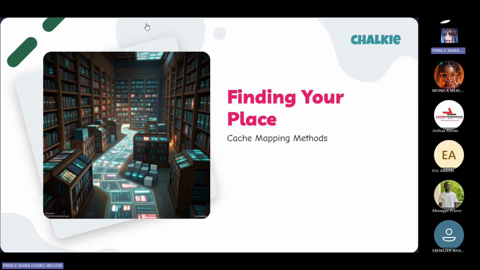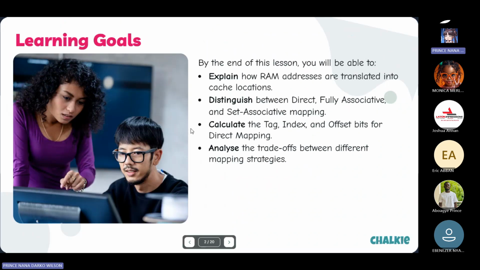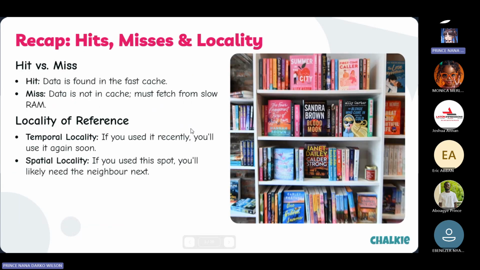So we're looking at finding your place in terms of the cache and then memory using different mapping methods. One of the things we learned was the different types of mapping: direct, associative, and set associative. We looked at concepts like hitting and missing. Hitting is when data is found on the fastest cache being used, and missing is when the data has to be retrieved from the RAM.